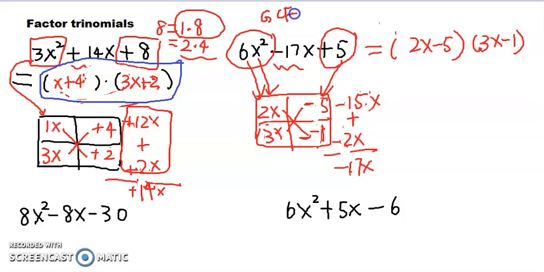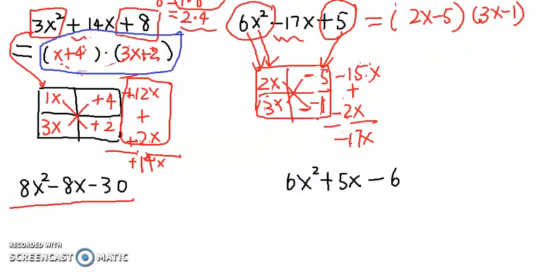It will make the problem easier. Although this is a trinomial, you shouldn't hurry to factor the trinomial. You should check whether they have a GCF. In the previous two examples, I didn't check that, but I quickly glanced at them. I noticed that they don't have any GCF because 3, 14, 8 don't have anything except 1 in common. 6, 17, and 5 don't have anything except 1 in common.